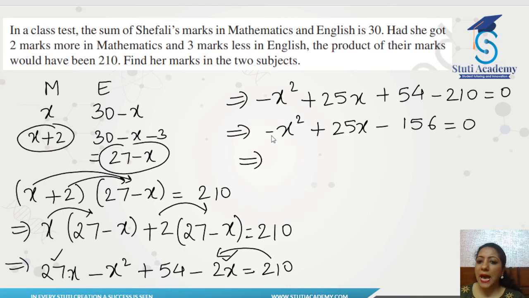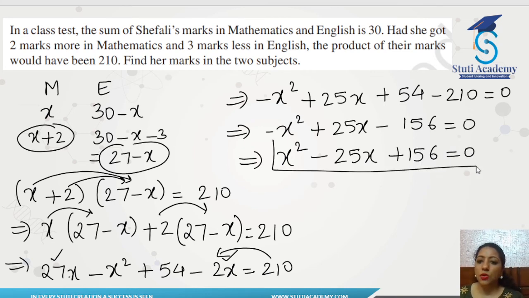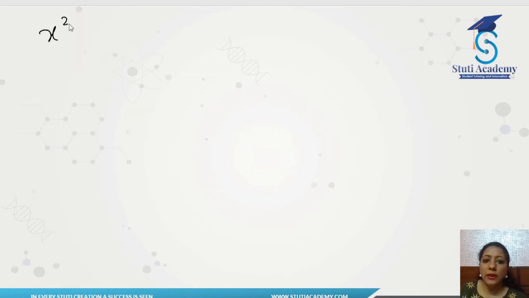Just for convenience, I am dividing this throughout by minus 1 because I'm not comfortable dealing with the minus as the coefficient of x square. So I'm making this as x square minus 25x plus 156 is equal to 0. Now this is the quadratic equation which I have. I'll just write it again. x square minus 25x plus 156 is equal to 0.